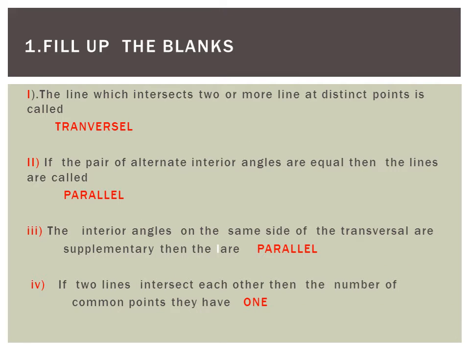Next, first problem, fill in the blanks. The lines which intersect two or more lines at distinct points are called transversals. If a pair of alternate interior angles are equal, then the lines are parallel. These are properties of transversals and parallel lines. Third, if the interior angles on the same side of the transversal are supplementary, then the lines are parallel. Next, if two lines intersect each other, then the number of common points they have is only one.